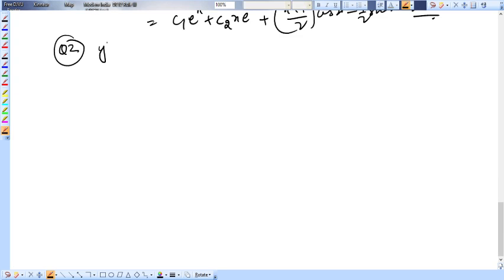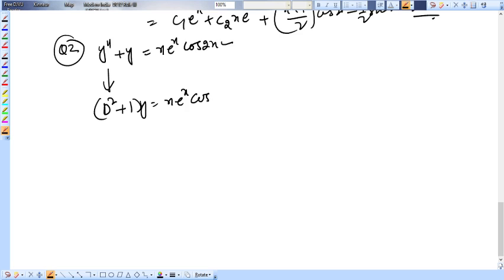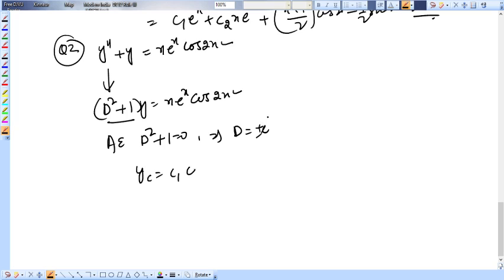y double dash plus y is equal to x e^x cos 2x. In symbolic form we can write it as (D square plus 1) y equals x e^x cos 2x. Now the auxiliary equation is D square plus 1 equals 0, which implies the roots are plus minus i. Therefore the complementary solution is c1 cos x plus c2 sin x.